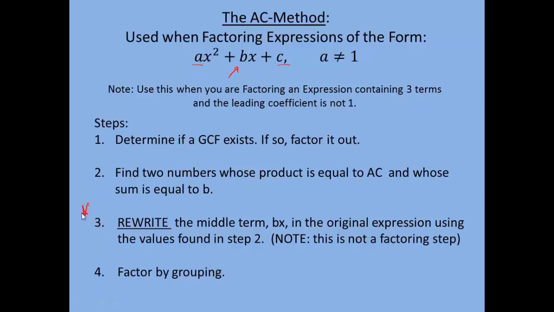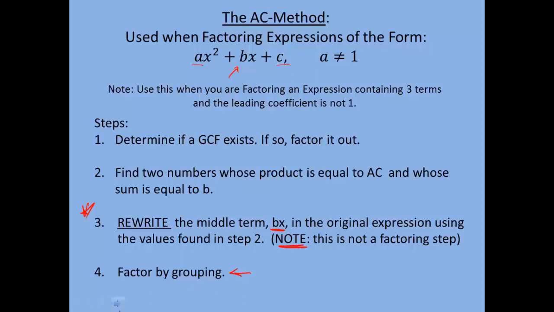Step 3 is very important. This is what sets the AC method apart from other methods. The AC method is really a rewrite method. It's a way of rewriting the middle term. And it's important to know that you're rewriting here. So you're rewriting the middle term, the bx piece, using the numbers that you found in step 2. Note, and this is an important note, this is not a factoring step. You're not factoring right away. The AC method is really a method that helps you rewrite a trinomial into 4 terms. So you take something that has 3 terms, you rewrite it in terms of 4 terms, so then your last step here, use factor by grouping, because that's what we use when we have 4 terms.